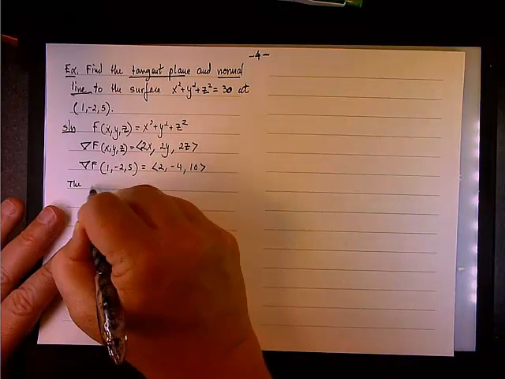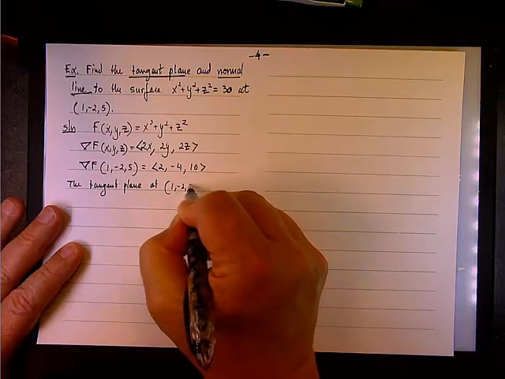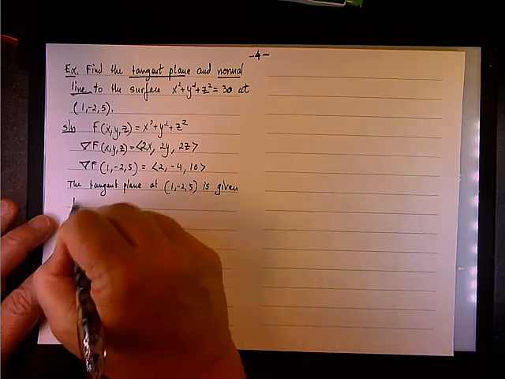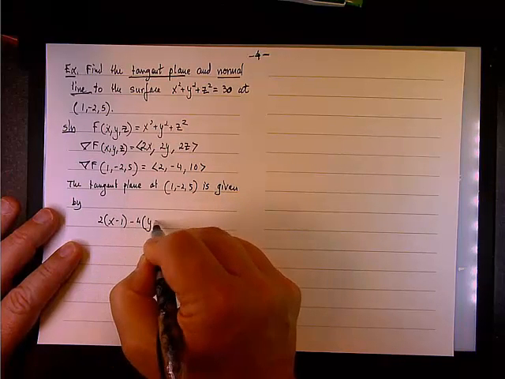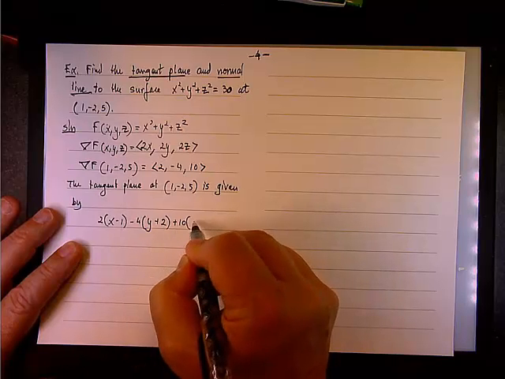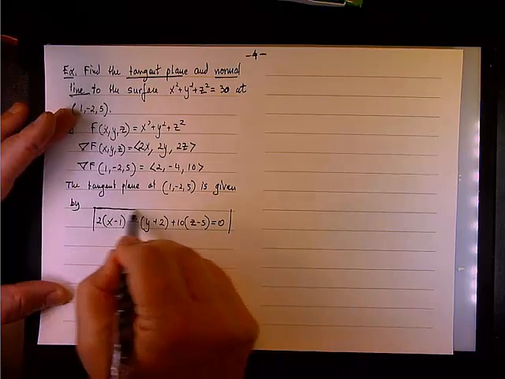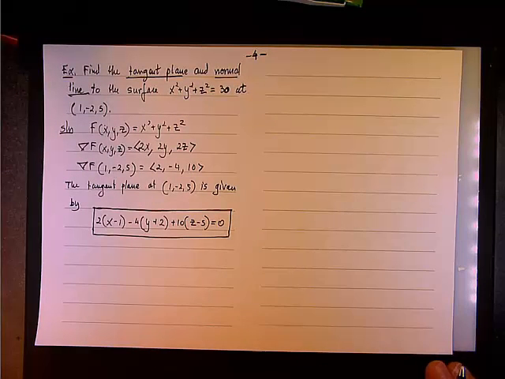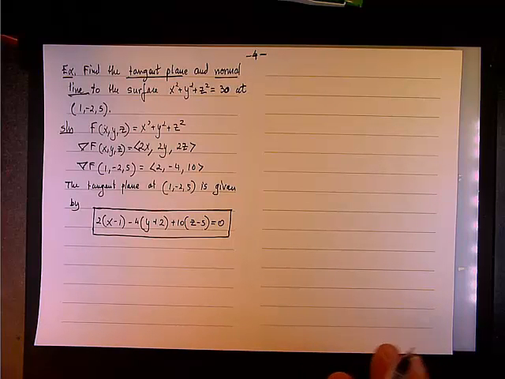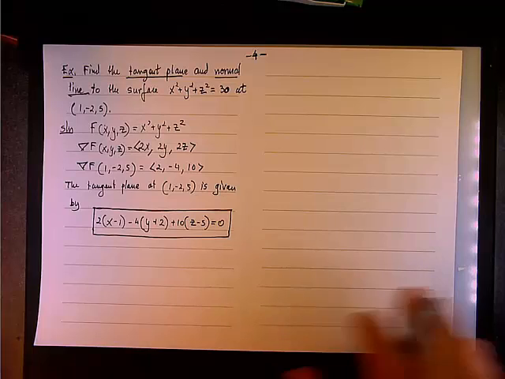So the tangent plane at 1, -2, and 5 is given by 2 times x minus 1, minus 4 times y plus 2, plus 10 times z minus 5, and all of it equals 0. One thing I don't know if you realize, we came up with the tangent plane before, but with the gradient, it's now much easier. All you have to do is find the gradient at the point, and that gives you the direction numbers. You have the point, you have the direction numbers, you're done.